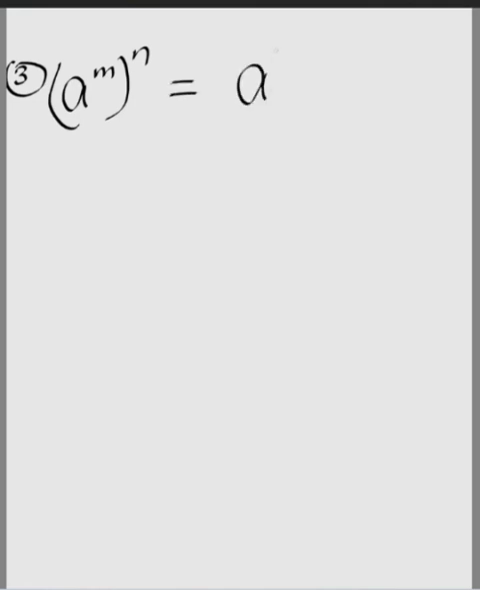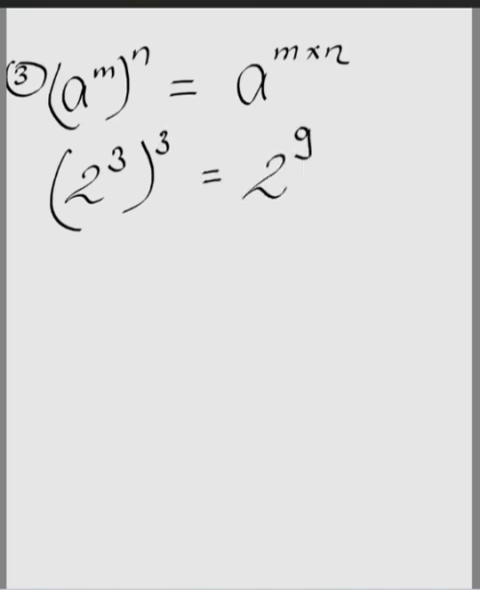This is the second formula. Let's go to the third formula. a power m, whole bracket, power n. This is the condition in which the base has some power and that again has one more power. In this case, what we will write is a power m into n. Let's see an example. 2 power 3, whole power 3. In this case, what we will write is 2 power 9, which is equal to 512.